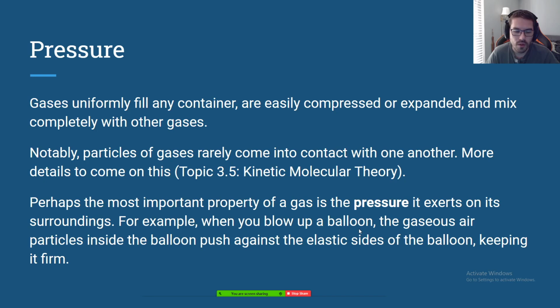Okay, and to give you an idea of what pressure is, just think about what happens when you blow up a balloon, right? When you blow up a balloon, you are putting gas into the balloon, and the balloon expands, right, as you put more gas in. What you're doing is you're increasing the pressure of that gas. Okay, that's why it expands. Okay, the gaseous air particles inside the balloon are pushing against the elastic sides of the balloon, keeping it firmly propped up. That's what pressure is. Okay.